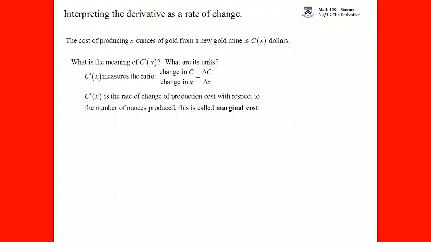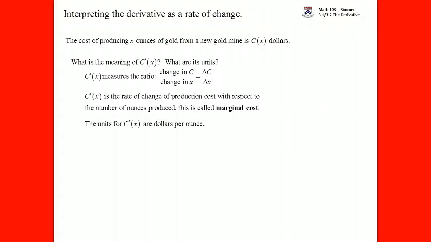When you have a derivative with cost or profit or revenue, these business functions, then you'll see it in an economics class called marginal. So the marginal cost. It's the marginal cost of producing so many more units or so many fewer units. It's the derivative. It measures the rate of change of the production costs when you change the number of ounces that you're going to produce, either up or down, doesn't matter.